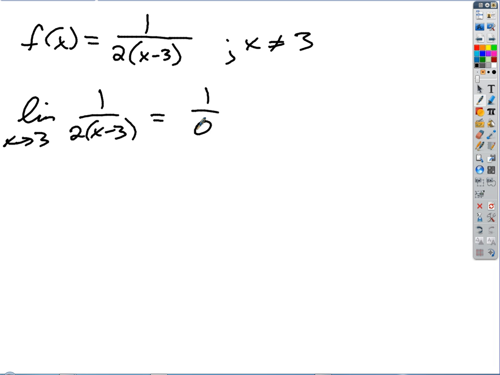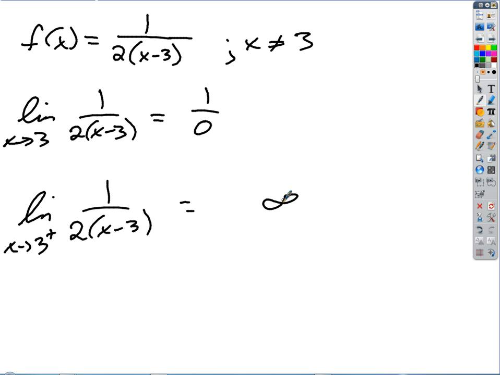We'll just do one of those, how about? Let's take the limit as x approaches 3 from the right. So what am I going to get there? Obviously, infinity, some kind of infinity. What's the sign going to be? Positive 1 over positive 2 times 0 plus. Yeah, everything's positive, right? So I get a positive infinity. Okay?